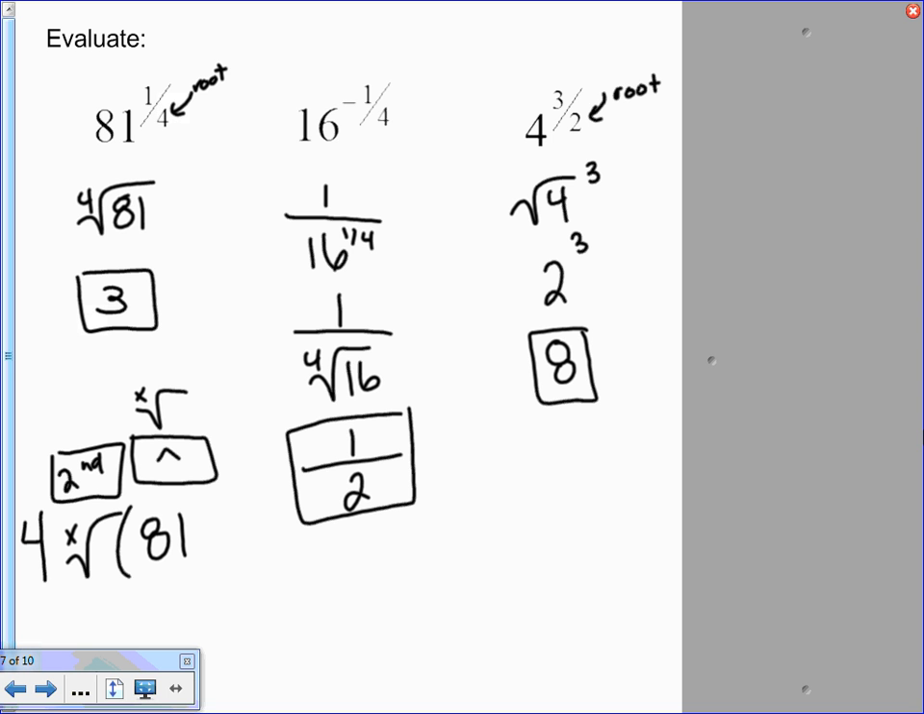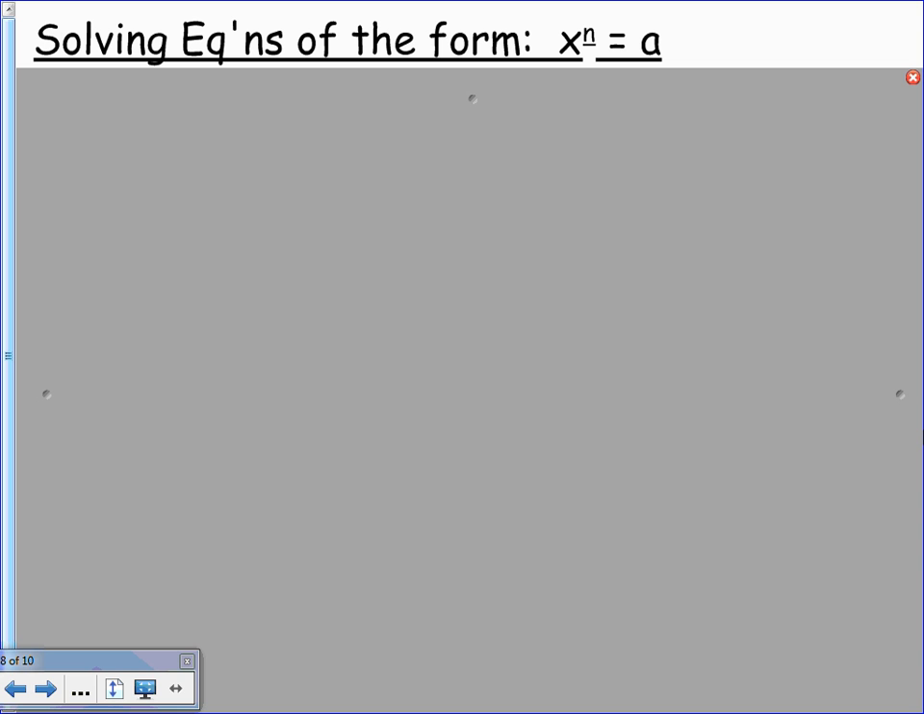Does anybody have any questions on those 2 examples? Okay, we have one more thing to talk about. I'm going to have you write this down in your notes. Solving equations in the form x to the n equals a.